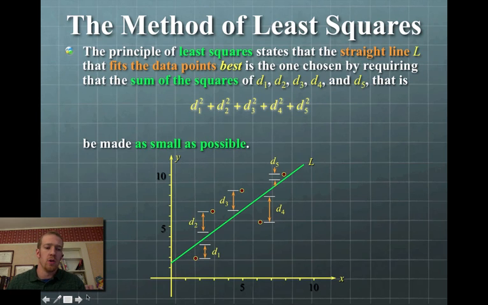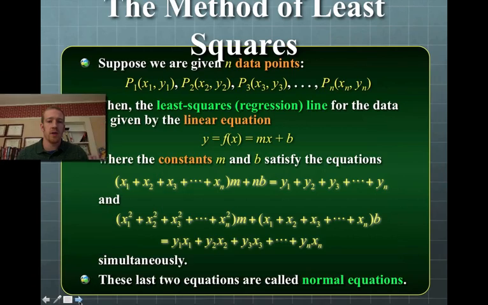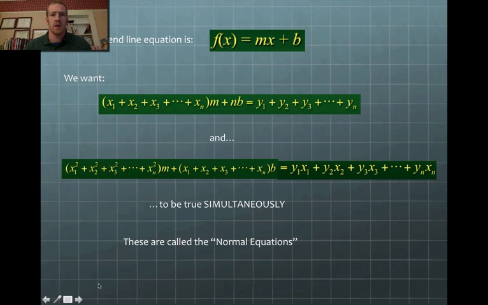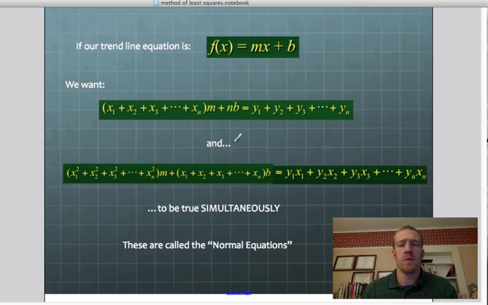Okay? It turns out that when you do that for all the points to get your linear function, you get what are called the two normal equations. They look kind of crazy, so let me try to simplify that for you a little bit. Basically, this is going to be our y equals mx plus b, so we need those two numbers. We need our m and we need our b.